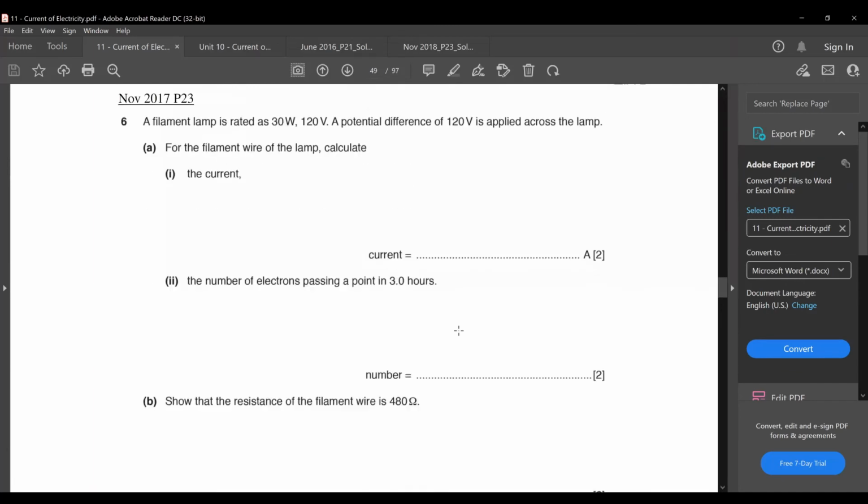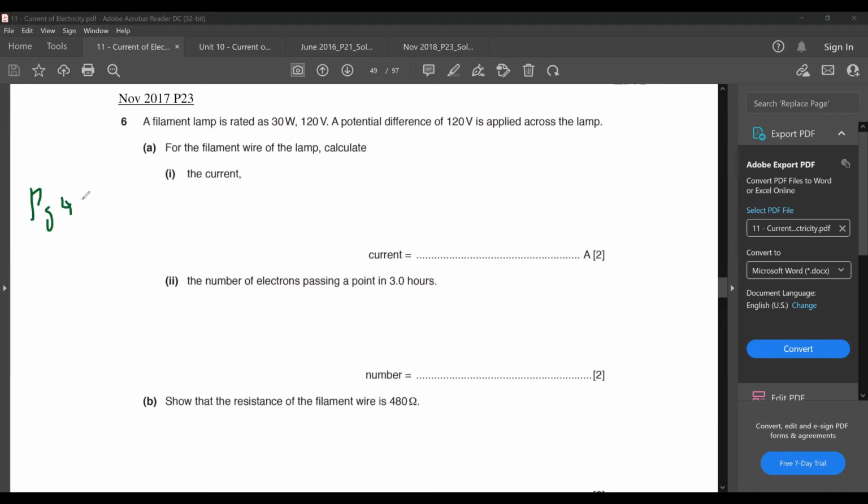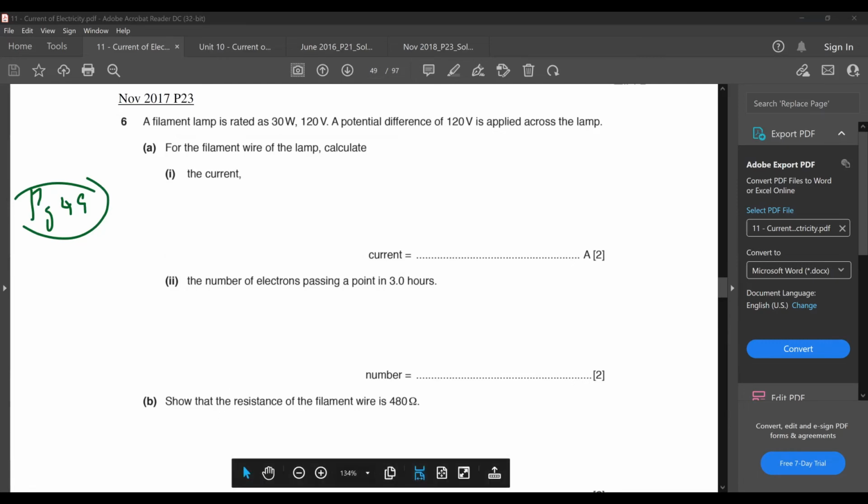Okay, now we do page 49. This one again is just the simple principle first. Have a look at page 49. This one is November 2017 P23.